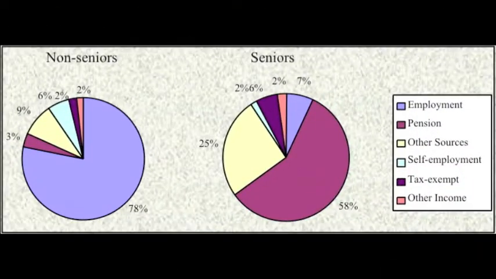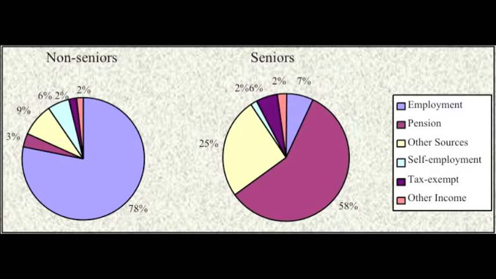These pie charts represent the incomes from non-seniors, those 64 and under, and those seniors 65 and over. On the left, non-seniors on average depend on employment for 78% and self-employment for 6% of their incomes. These two both represent significant areas of taxation for government. Non-seniors depend on pensions for only 3% and tax exemptions for only 2% of their incomes. These 2% represent government expenditures.